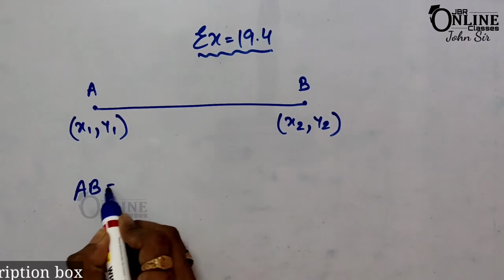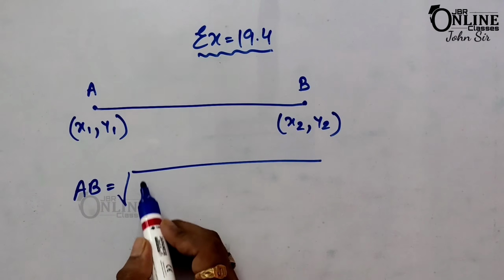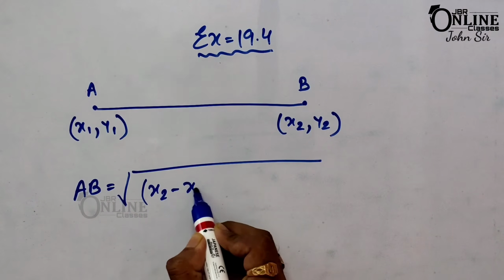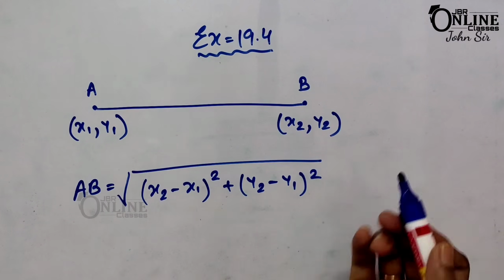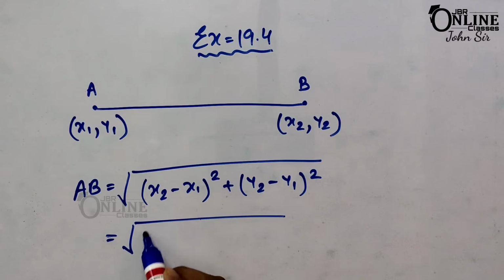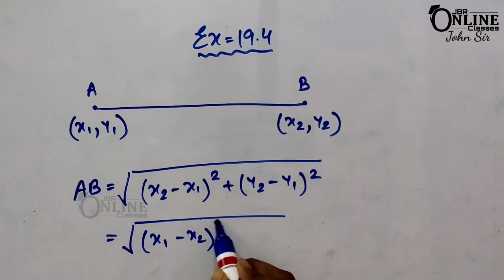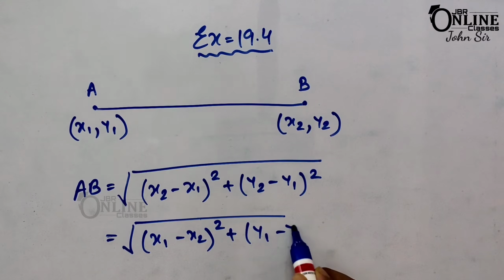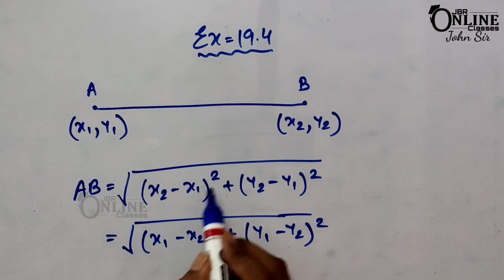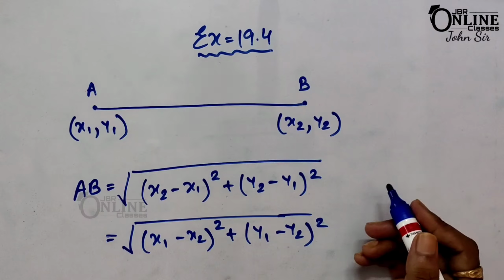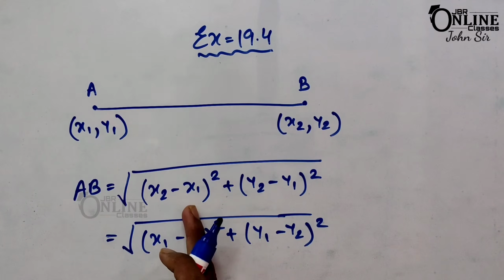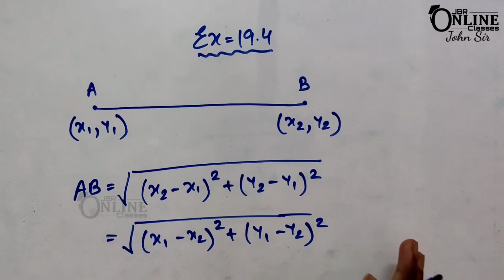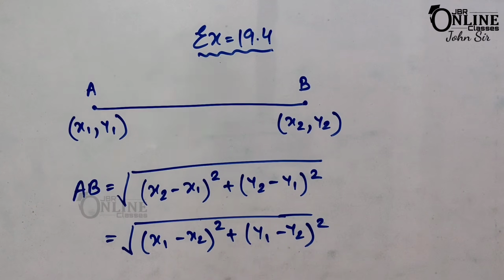So here AB equals the square root of (x2 minus x1) whole square plus (y2 minus y1) whole square, or you can also write (x1 minus x2) whole square plus (y1 minus y2) whole square, because every negative number under a whole square becomes positive. So you can write x2 minus x1 or x1 minus x2, it doesn't matter. Now with the help of this formula you can solve the problems.